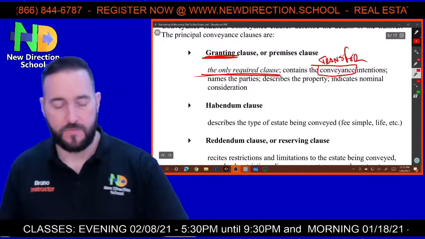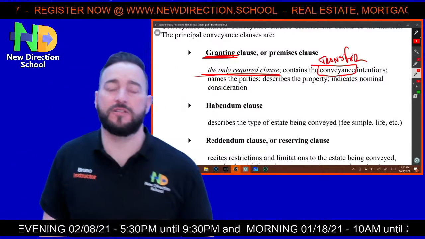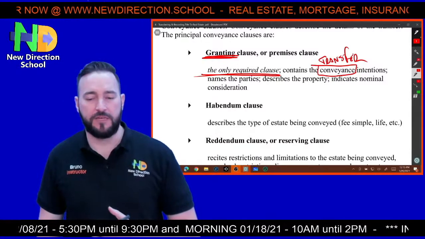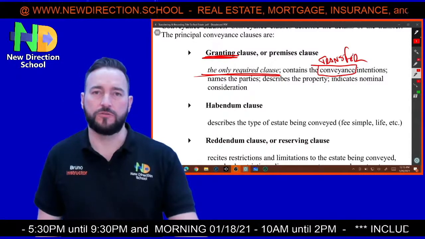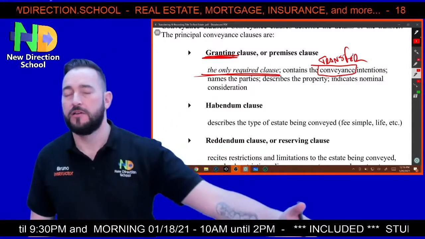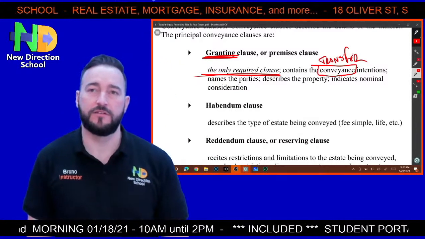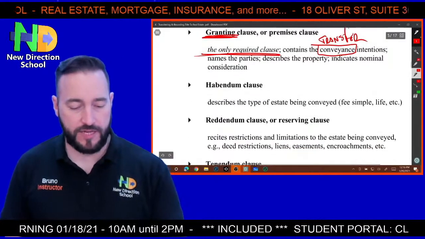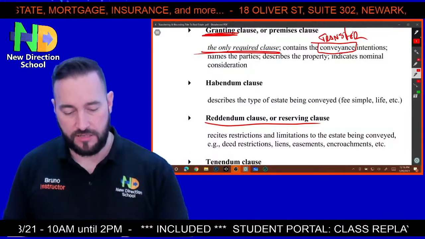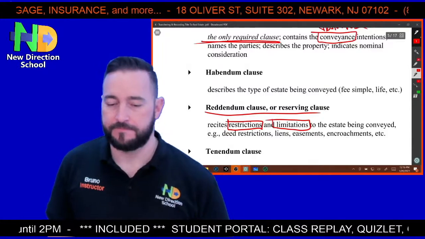The other clauses, like the habendum clause, depending on the type of deed you have, and there are different types of deeds, simply means to have and to hold. So I'm giving you this property to have and to hold based on these conditions, right? If it's a life estate, to have and to hold as long as you're alive. The habendum clause goes together with the reddendum or reserving clause. These are restrictions or limitations to the estate being conveyed.